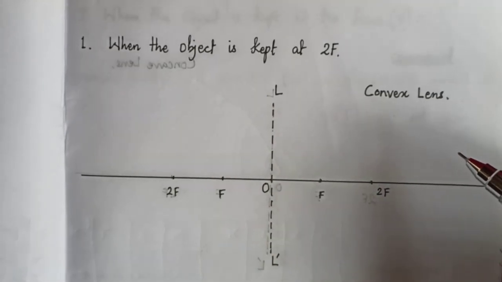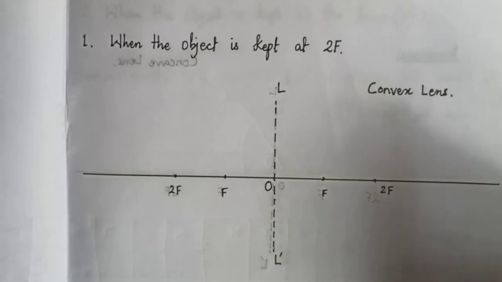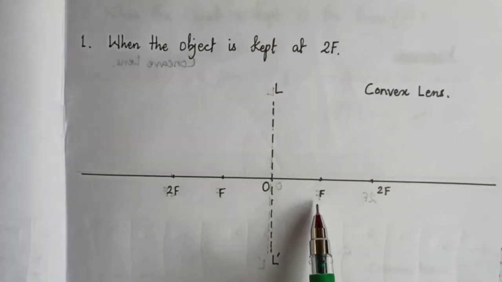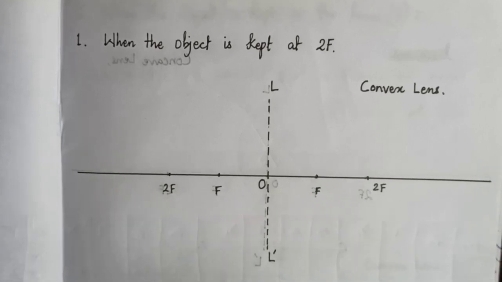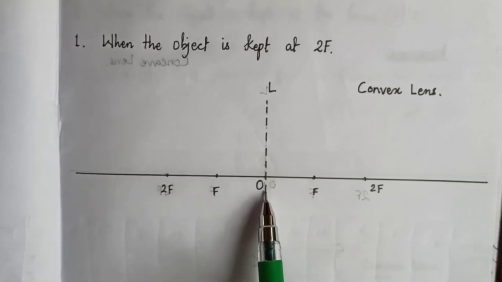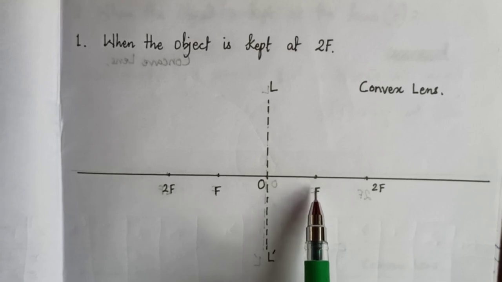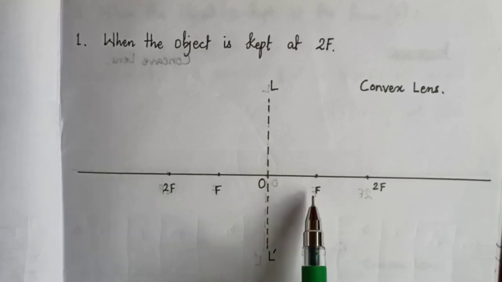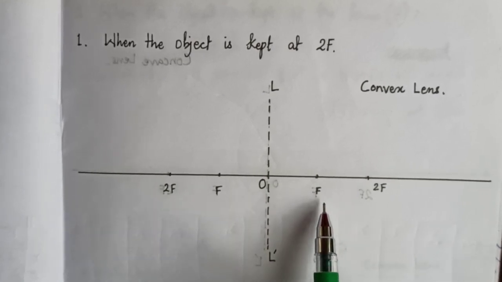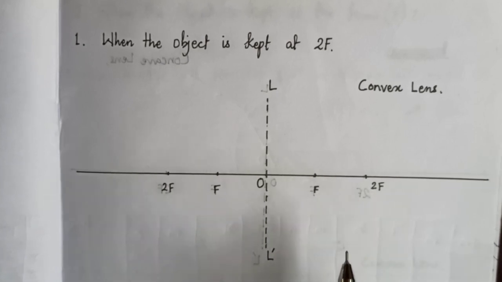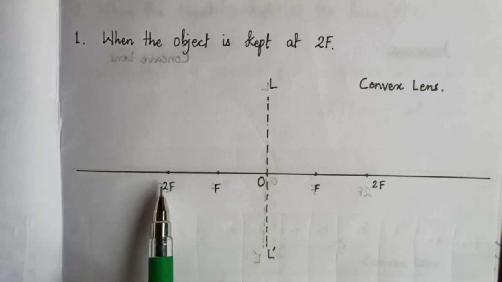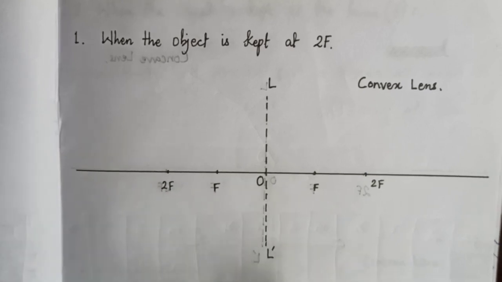Now the second step is to locate the positions of F and 2F on either side. The distance of OF, for convenience, we take it as 2 cm, and the distance of 2F from F also we take it as 2 cm. This side also 2 cm and 2 cm. This is taken as 2 cm so that the diagram fits in your copy.